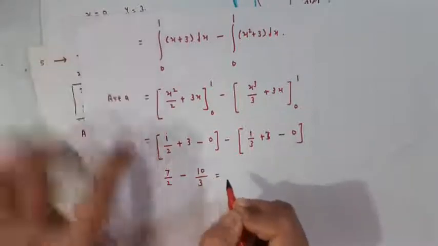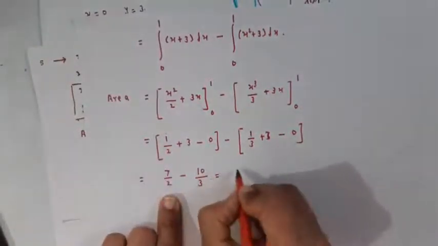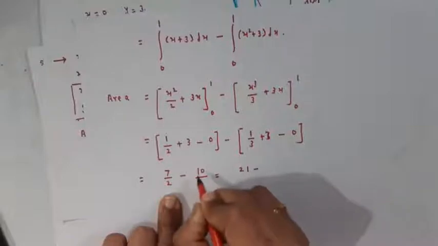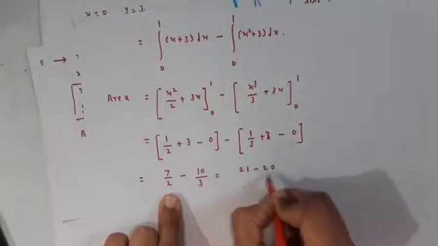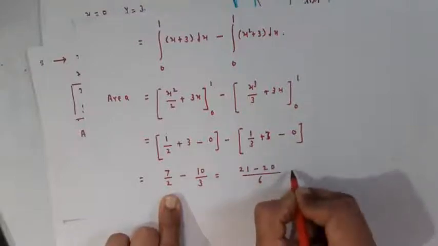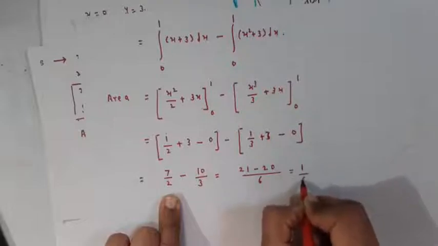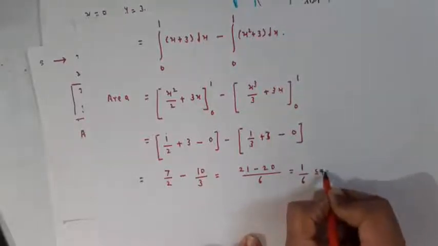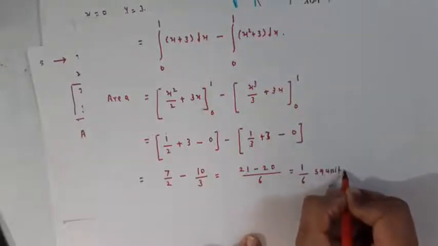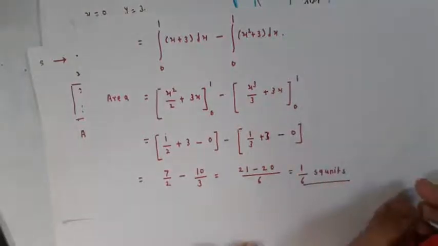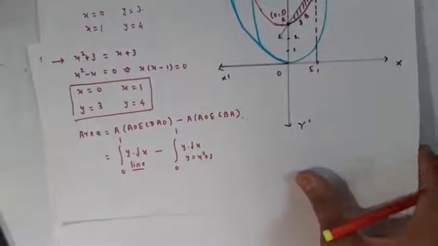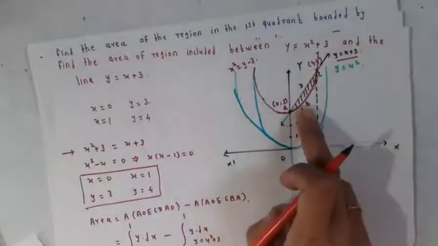10 by 3, and this is 7 by 3 means 21, minus 10 into 2, 20, and LCM is 6, and hence 1 by 6 square units is the required area. Okay, in this way we have found out the required area.